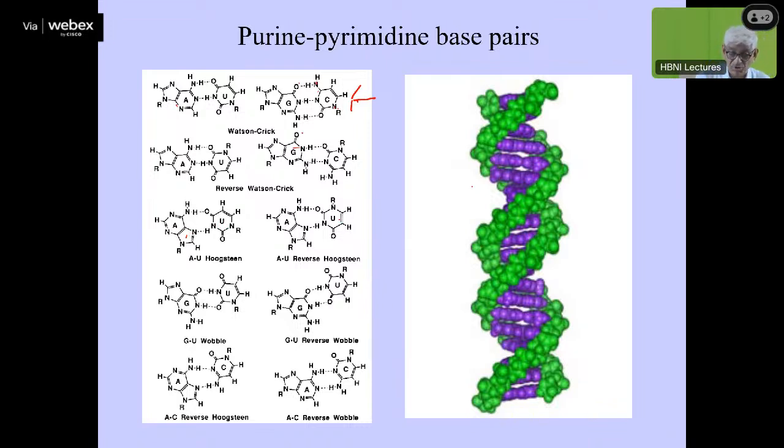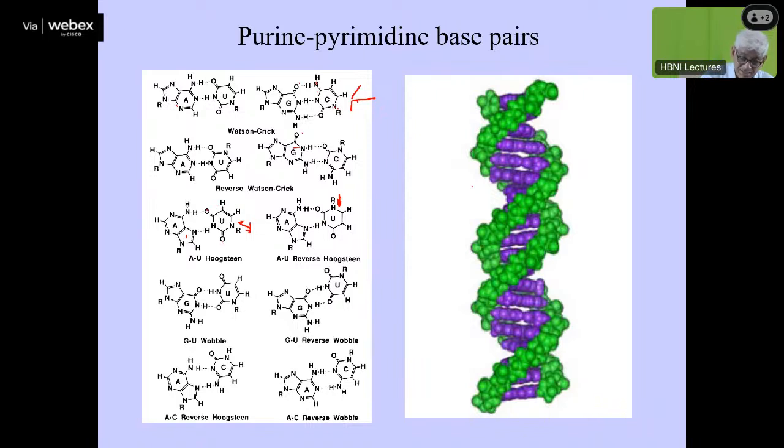Same is true here for the reverse Hoogsteen. Why reverse Hoogsteen? Because it is a different oxygen which is involved. Here you see, where is the R? The R is here. This is the sugar ring. And where is the sugar ring here? It has gone there. That is because it is a different oxygen. Here it is this oxygen.